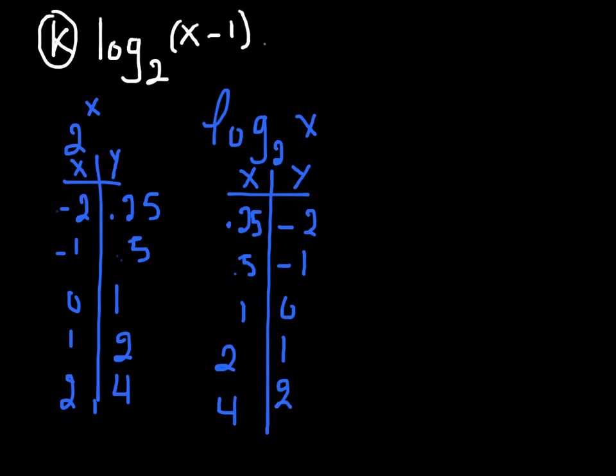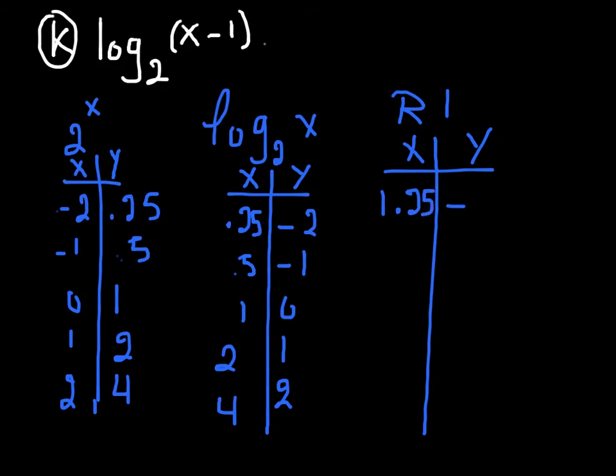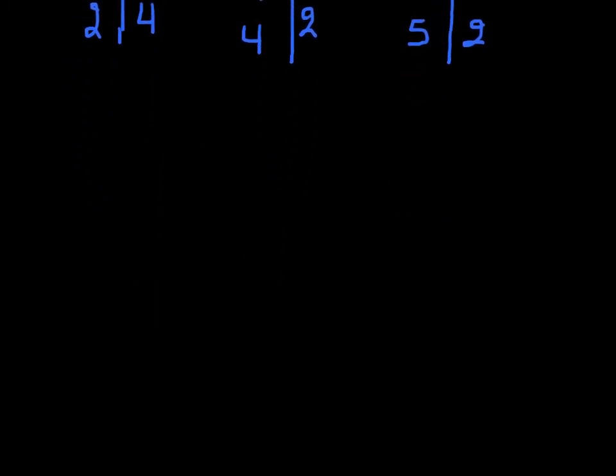Then we're going to go ahead and shift it to the right one. When we shift to the right one, all we have to do is add 1 to all the x's. So 1 plus 0.25 is 1.25. This stays negative 2. 1.5 stays negative 1. 2 and 0, 3 and 1, 5 and 2. Let's go ahead and graph these on the same coordinate plane.